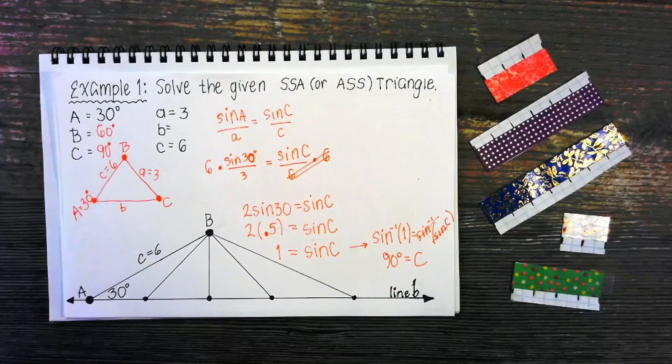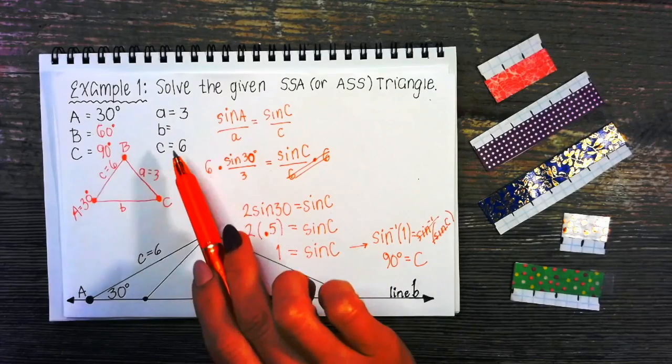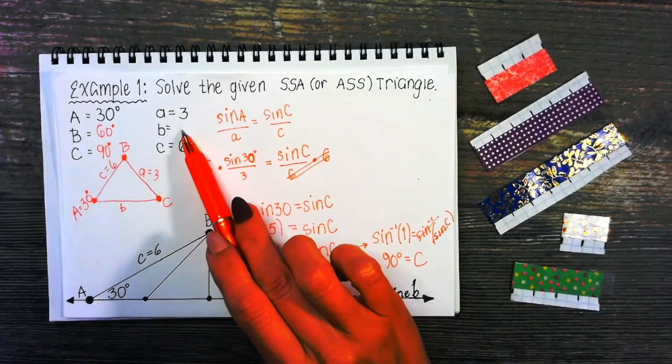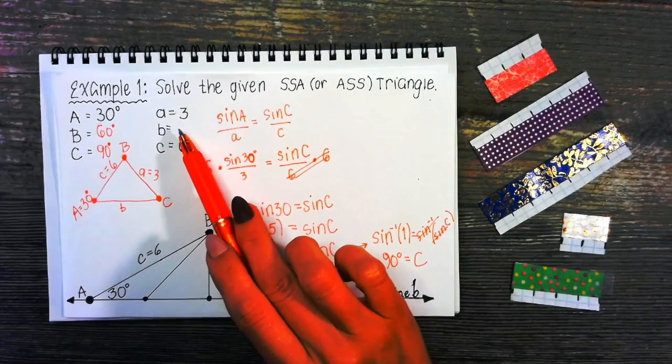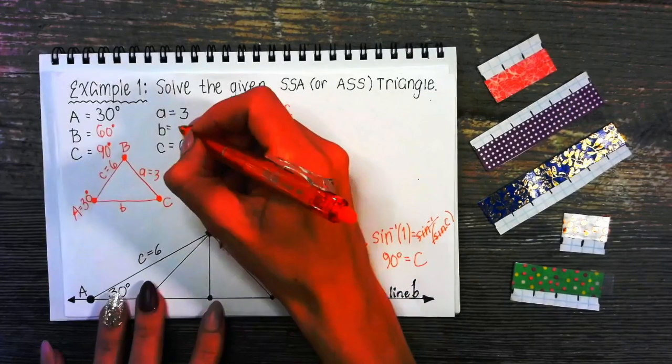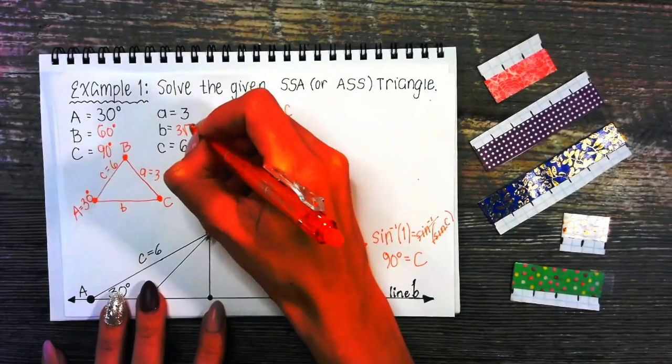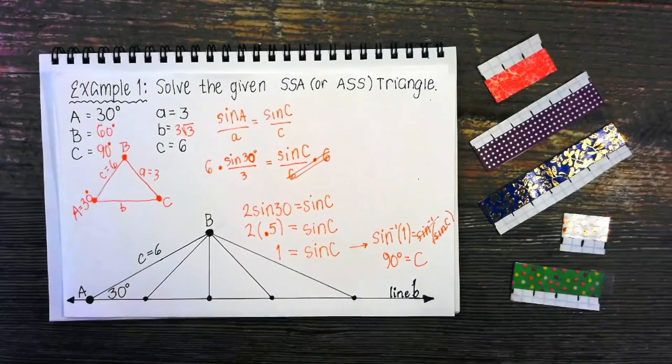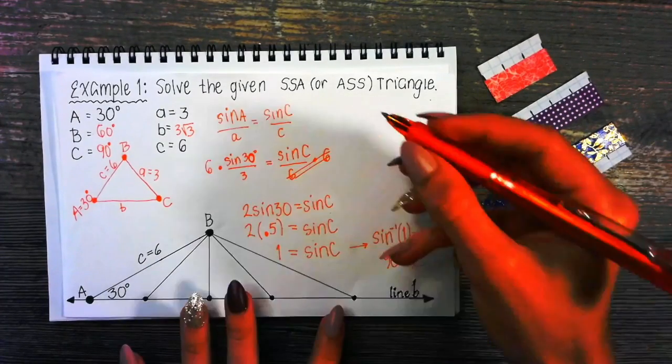If you recognize that you have 3 and 6 and 30, that 3 and 6 would represent x and 2x, this side would be x root 3, which is 3 rad 3. That's super precise and super awesome. What if you didn't recognize that? How would you proceed with law of sines to find the length of side B?